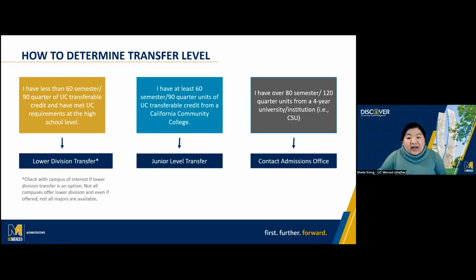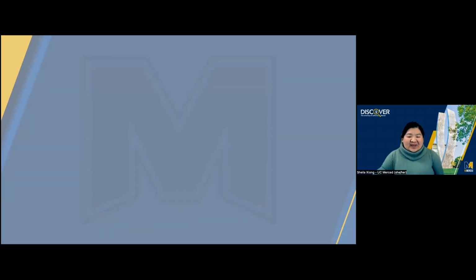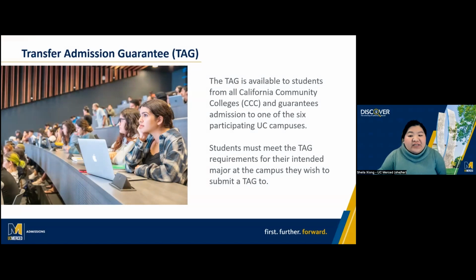All right. So now that we've gone over the admission requirements and different transfer levels, let's take a look at UC transfer programs and routes that are available to transfer students. The first thing we're going to look at here is the Transfer Admission Guarantee, also known as TAG. TAG has existed for many years, and the Transfer Admission Guarantee, or TAG, is an agreement for guaranteed admission to an individual major at one of the 6 UC campuses for community college students who meet specific course and GPA requirements.